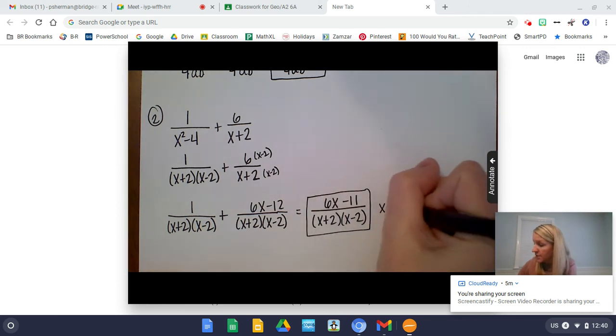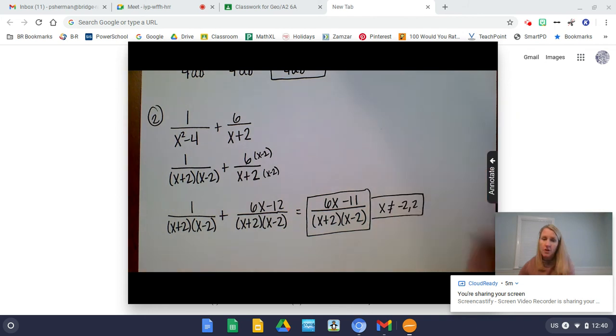We would write our restrictions that x cannot equal -2 or +2. So always remember those restrictions. And that's your second type. So you kind of were finding the denominators, and they did have something in common. So you just kind of keep that in mind, and just making sure everything's represented.